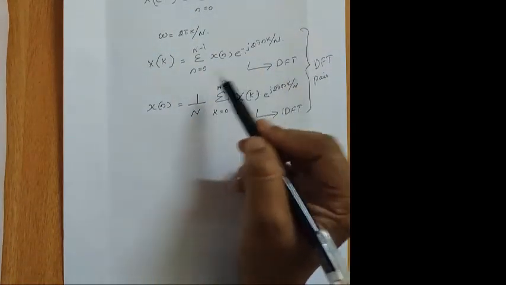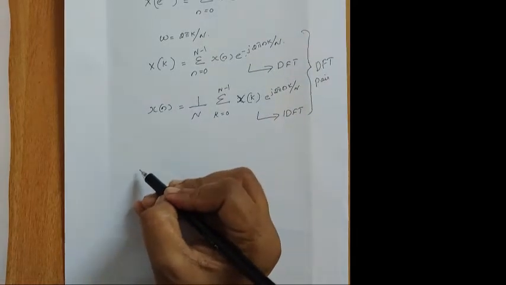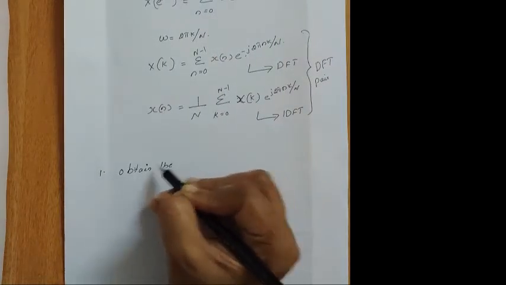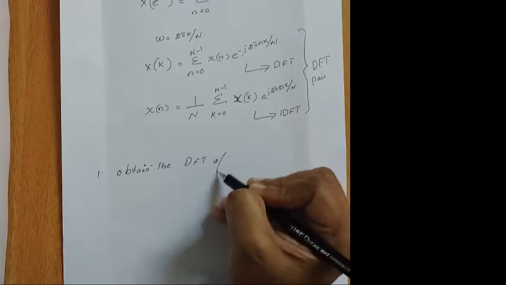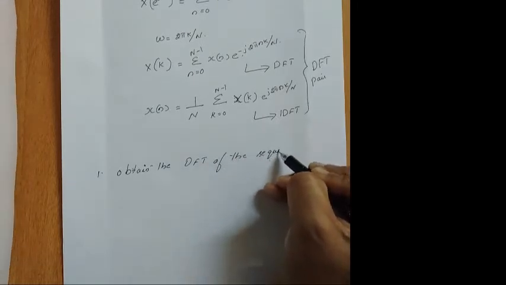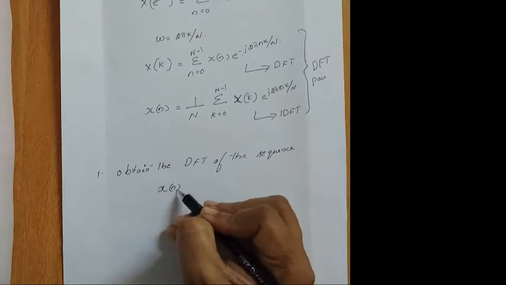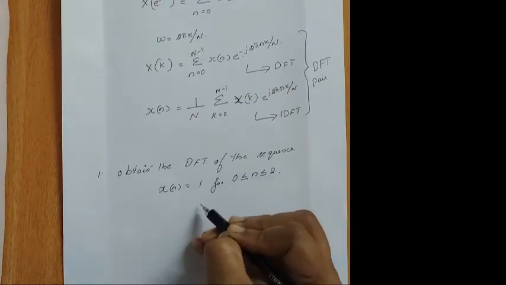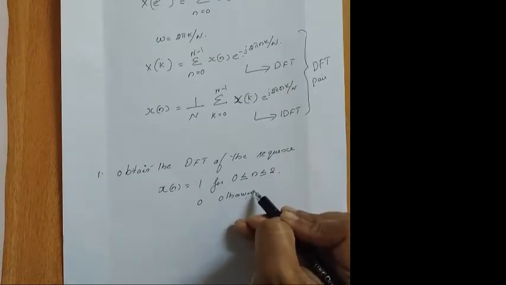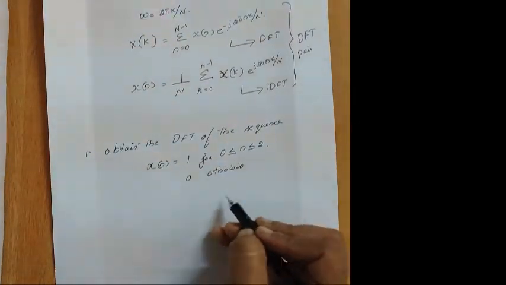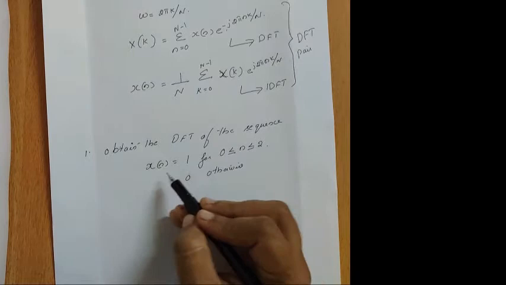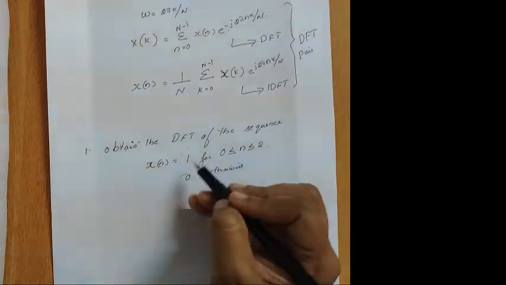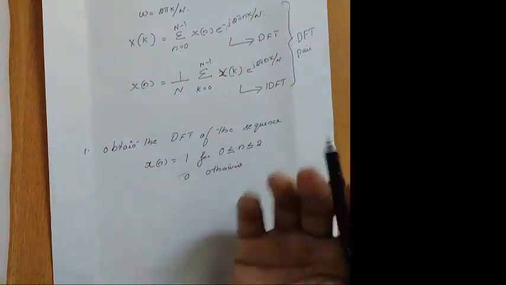The discrete Fourier transform, the basic equation. Let it be: obtain the DFT of the sequence x of n equal to 1 for 0 less than or equal to n less than or equal to 2, and 0 otherwise. This is the condition that is given. The value 1 varies from 0 to 2. Sometimes it may be given as a constraint, or sometimes directly the equation will be given.